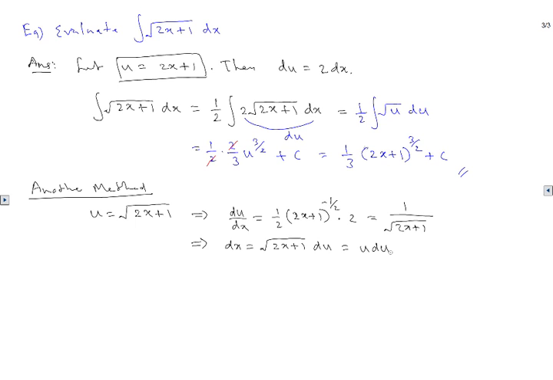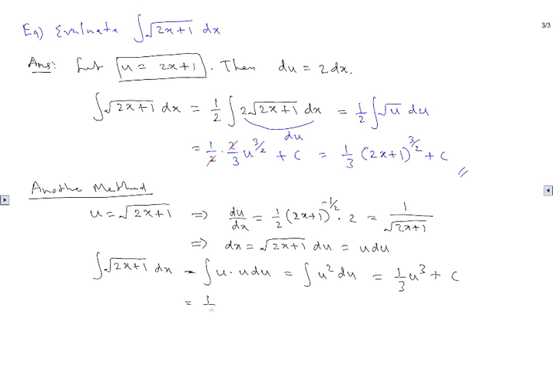Now let's look at the integral. So we have the square root of 2x plus 1 dx, which equals u, with dx equal to u du. That means your problem becomes the integral of u squared du. Okay, so this u and the other u are different. Now you can still do the integral under this new variable, so you're going to get 1/3 u cubed plus c.